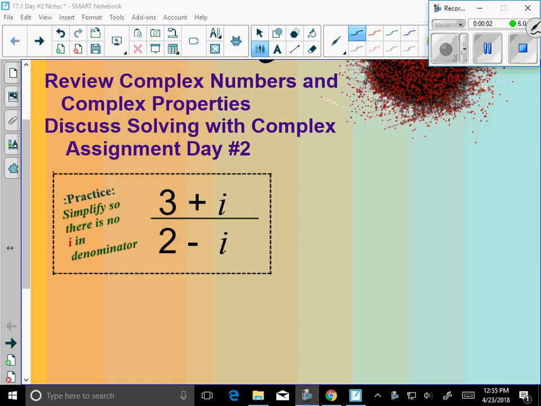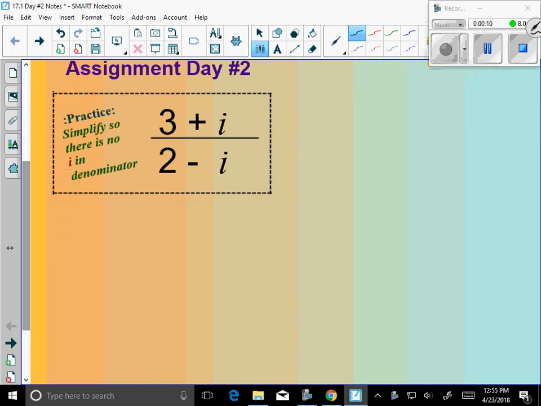All right, let's see how well you did on this opening problem here. Practice simplify. So there's no i in the denominator. This is 17-1, day number 2. If we want to get rid of an imaginary number in the denominator, we always multiply by what's called the conjugate.